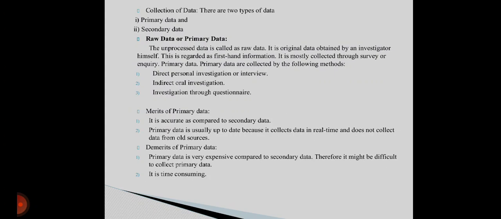It is original data obtained by an investigator himself. This is first-hand information. Okay. Then the second type, secondary data.